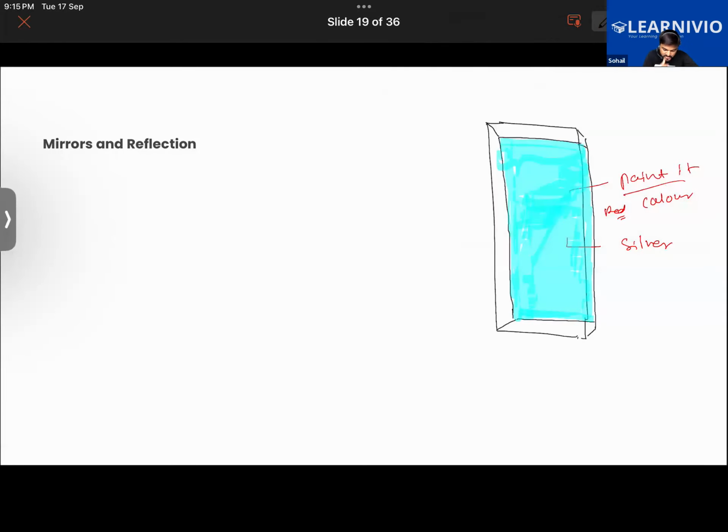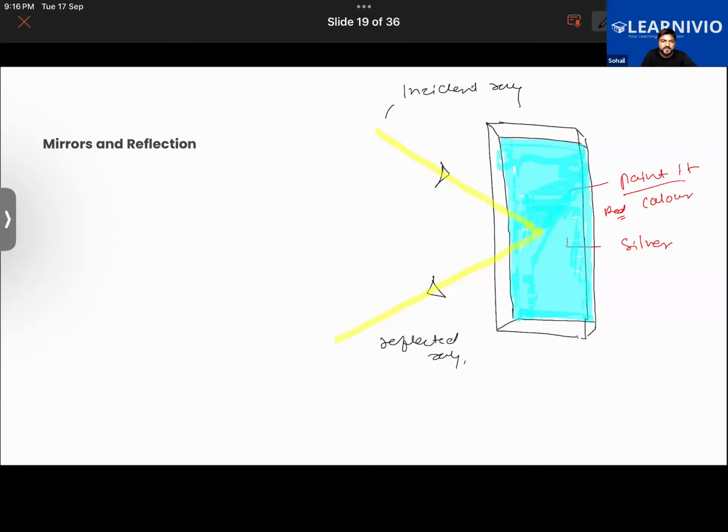Talking about reflection, we had learned about the laws of reflection: if a ray of light falls on a mirror, it bounces back, it reflects back. The incoming ray of light is called the incident ray. Then the ray that bounces off from the mirror is called the reflected ray.